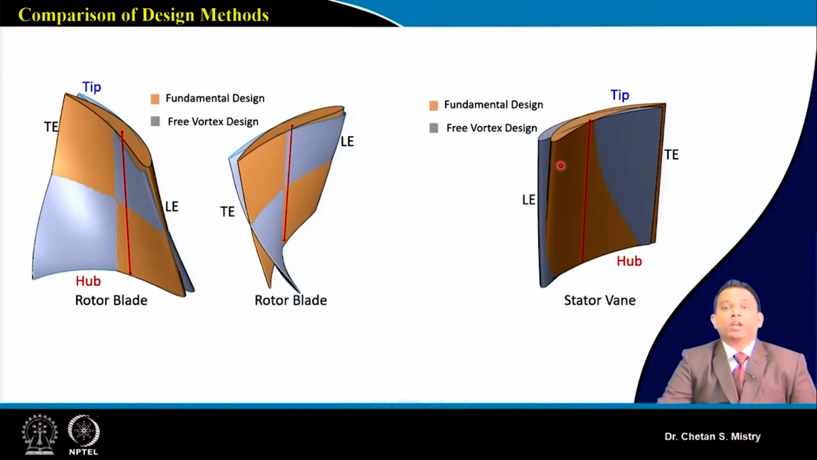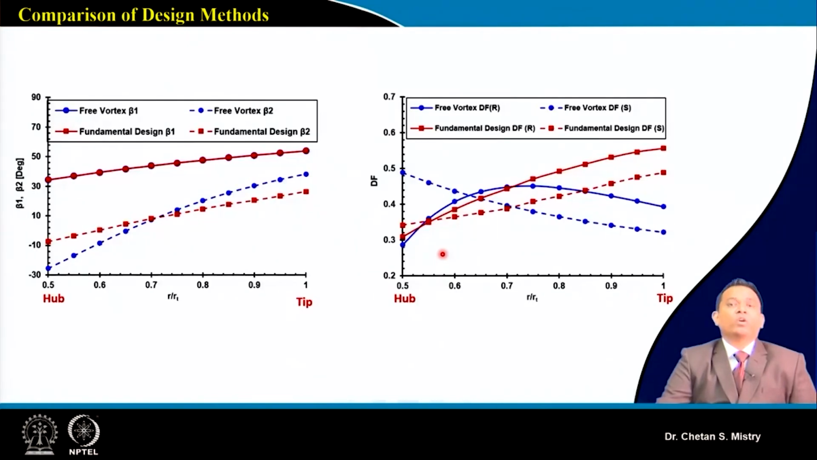Similarly, if you look at my angles for the stator also, they are going to change. Remember, for both configurations, our exit we are assuming to be axial. So this gives us an idea about how my blade geometries will be changing. Now let's compare what we have seen from these two methods. Here we have the free vortex method and our fundamental method.